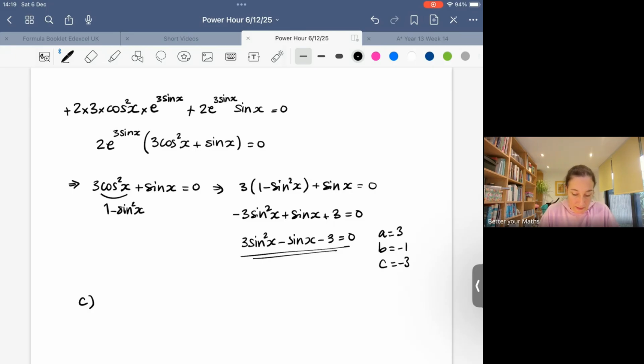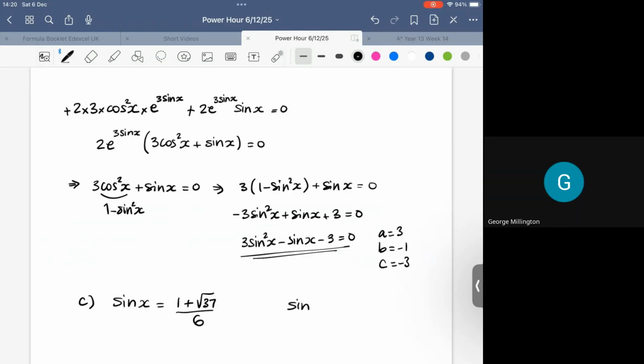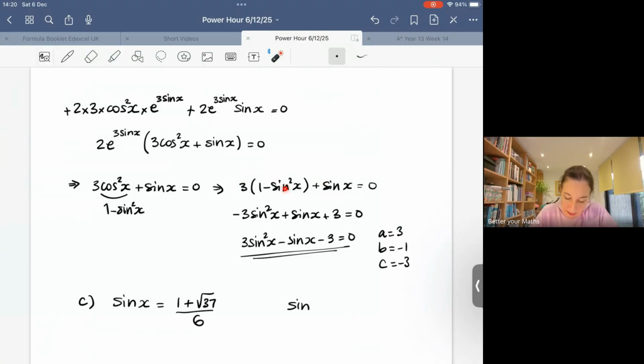So it's going to be 3, minus 1, minus 3. And I have sine x is going to be 1 plus root 37 divided by 6, and the same but negative. Do you get the same? George, tell me. Is it not a positive sine x in the quadratic? In the quadratic? Yeah. So 3 positive, minus 3. Yeah, you're right. So yeah, this is positive. But then I change all the signs, no?